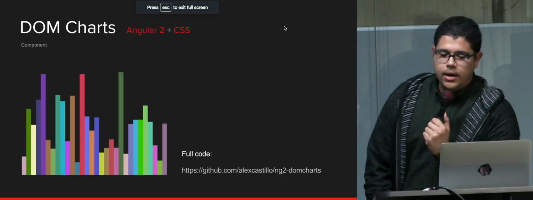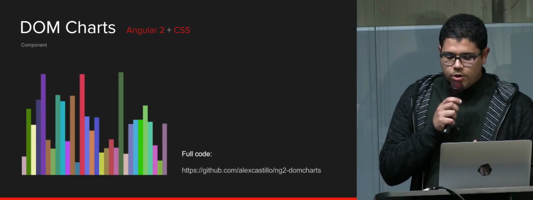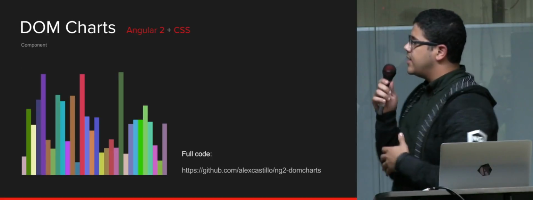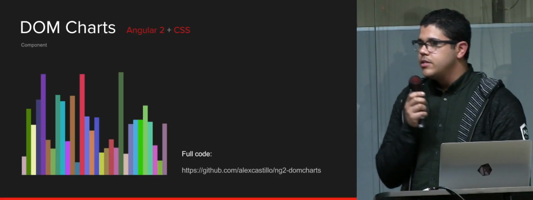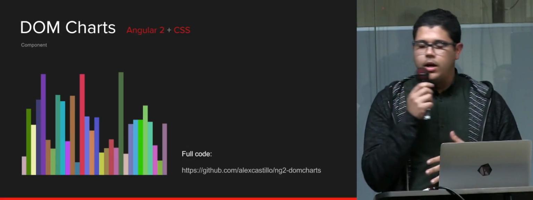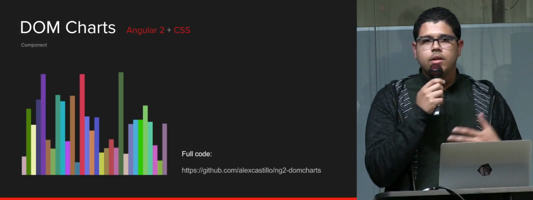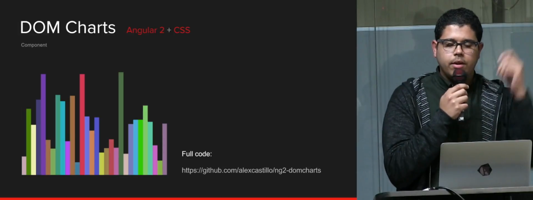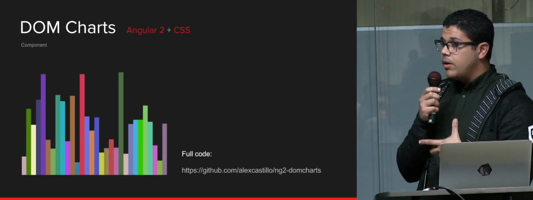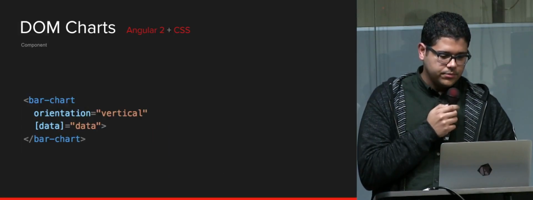First of all, maybe I should explain why you could use Angular 2 and CSS with no library. Maybe your use case is very simple, and you only need to show some bar charts, whether they're horizontal or vertical. So why add a full library to do this for you when you can have a very small, very lean, simple Angular 2 component that you can just reuse? So this is what we're going to see.